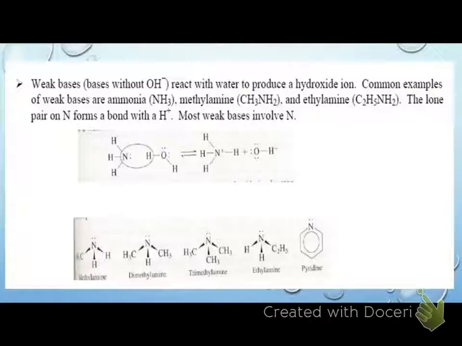Weak bases are bases without hydroxide. They react with water to produce a hydroxide. The most common examples for us are going to be ammonia, methylamine, and ethylamine. The lone pair on nitrogen forms a bond with hydrogen, and most of the weak bases are going to involve some nitrogen. The amine ones are going to stink. Amines smell bad.